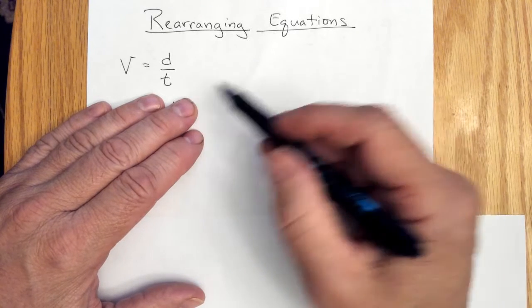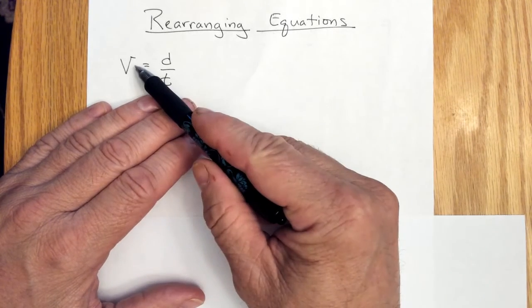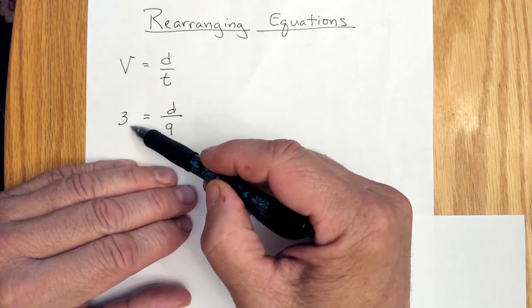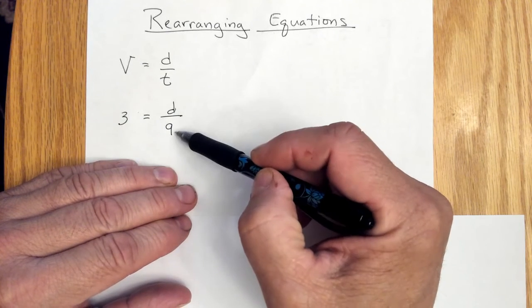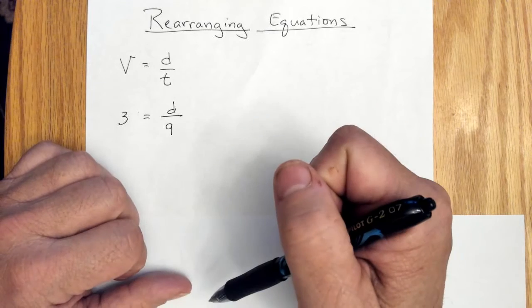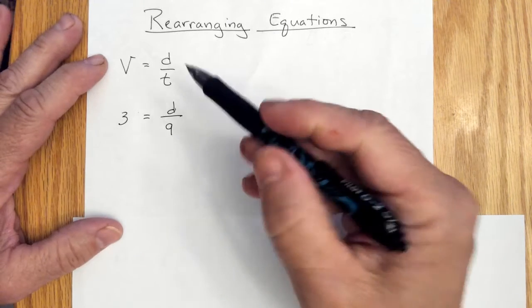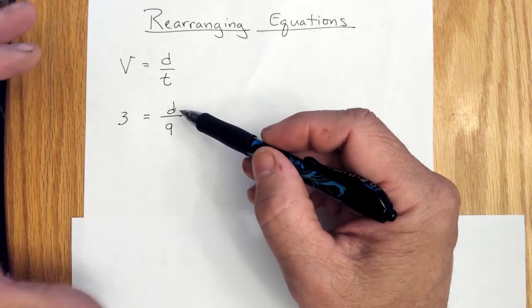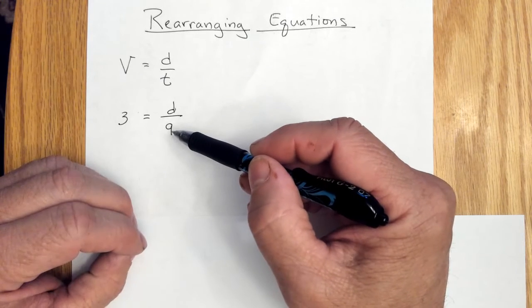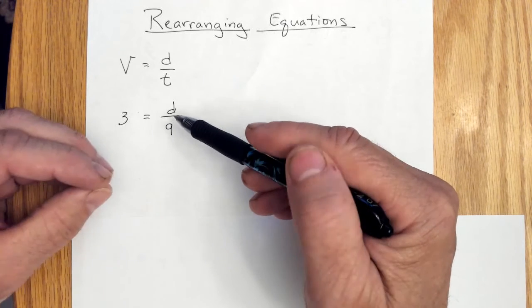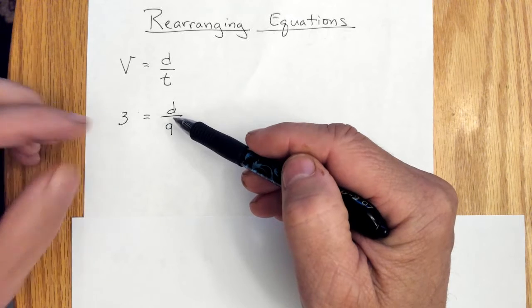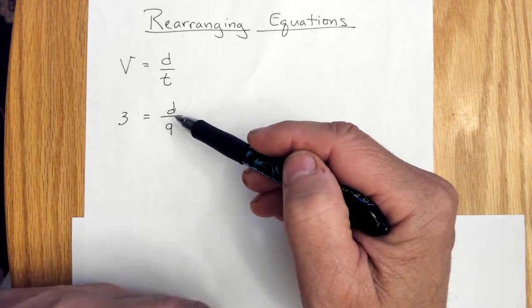So let's say that we know that the v has a value of 3, and the t has a value of 9. Well, what's the answer going to be for d? Well, that's really simple. All you got to remember is these quick rules, that if you divide, the opposite function is actually multiplication. If you're adding, the opposite function is subtracting.